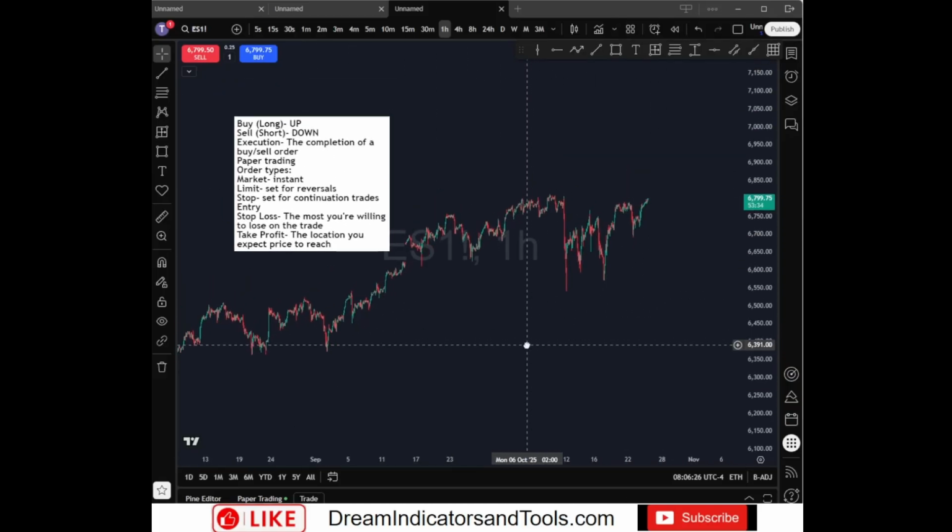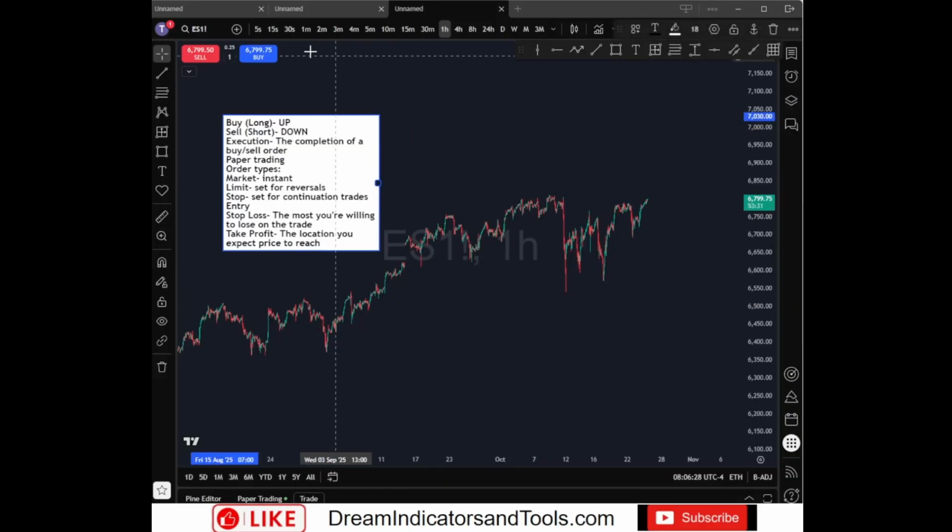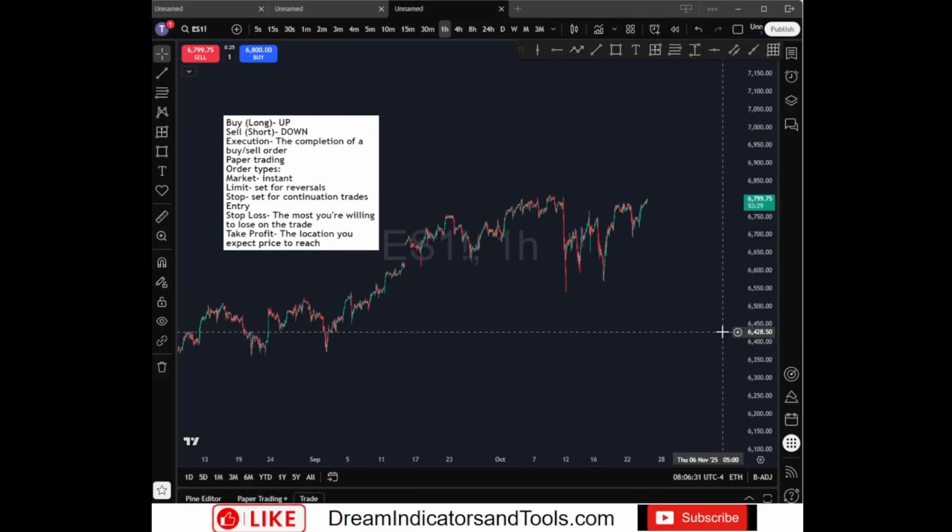So let's take a look at a couple of different things. There are some terms that we need to know when it comes to being able to trade in the actual market. So number one, buy. Of course, buying, also called longs, means we want price to go up. If I am going to get into a trade, I want to determine which direction I think price is going to go.